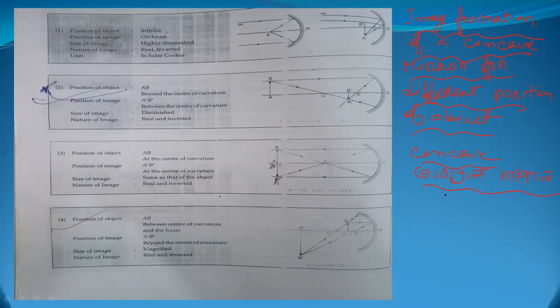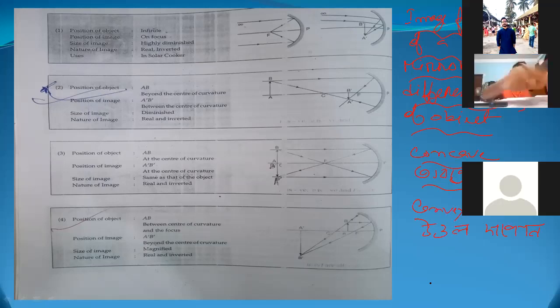All of you see the heading: representation of image formed by spherical mirror using ray diagram. Concave mirror is a part of spherical mirror, yes or no? Concave mirror and convex mirror are the parts of spherical mirror. Okay, so that's why.